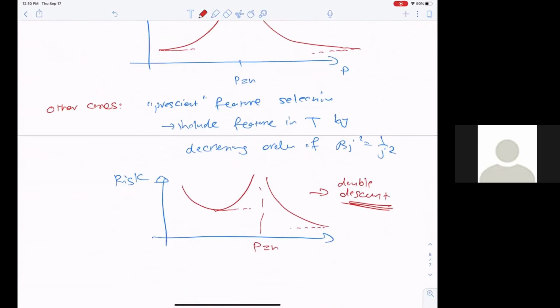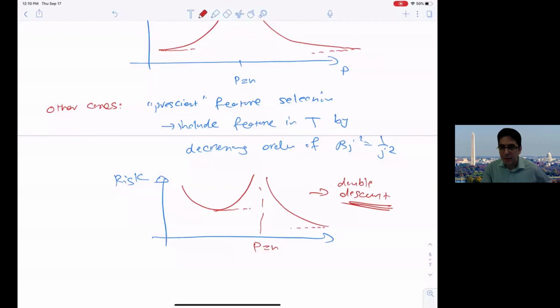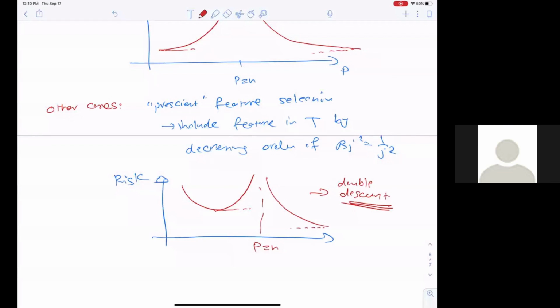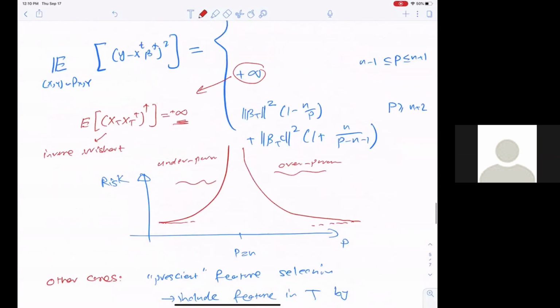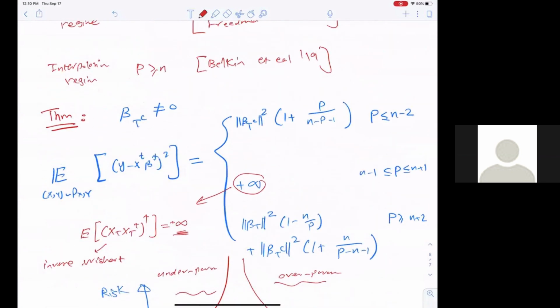Thank you. Sure. Tasneem? Yeah, in the beginning of the theorem, why are we assuming beta transpose C not equal to zero? Aren't we assuming only T complement not equal to zero?